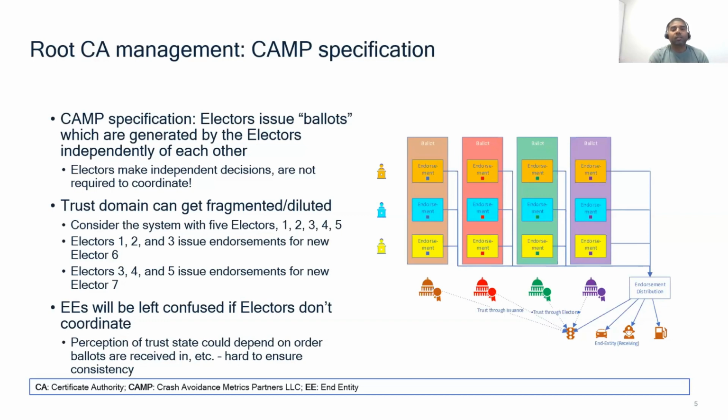So consider a system that starts with 5 electors, 1, 2, 3, 4, and 5. Next, if electors 1, 2, and 3 issue an endorsement for a new elector 6, and likewise electors 3, 4, and 5 issue a new endorsement for elector 7, in this case we now see a fragmented trust management system. So the EEs, the end entities, will be left confused if electors don't coordinate, and the perception of trust state could depend on the order of ballots received, and also which electors are endorsing which other electors. So it's hard to ensure consistency in this case.